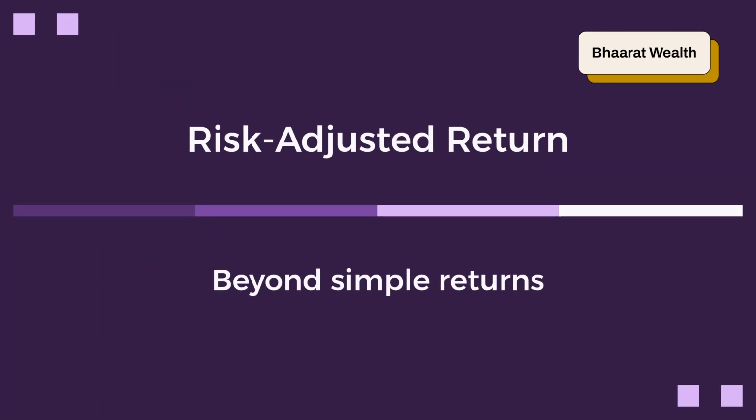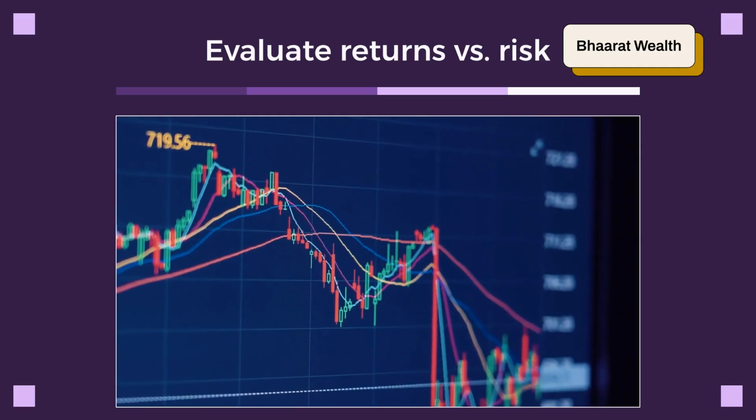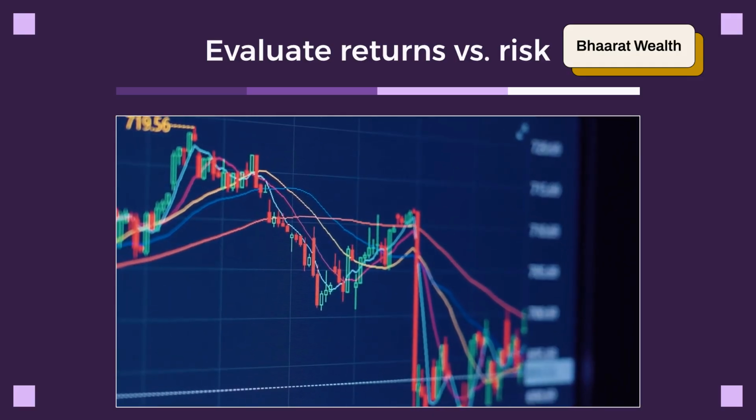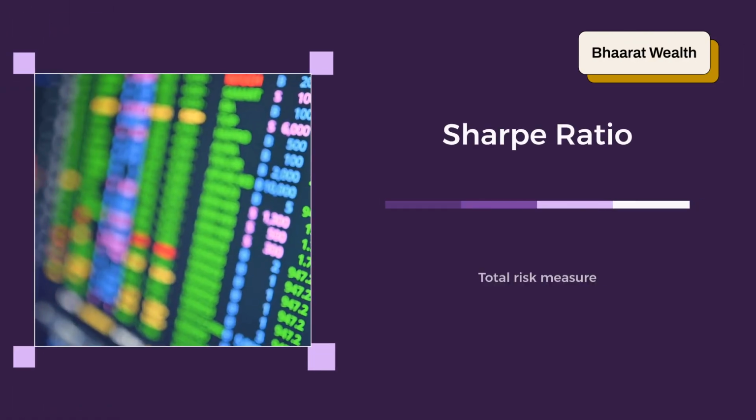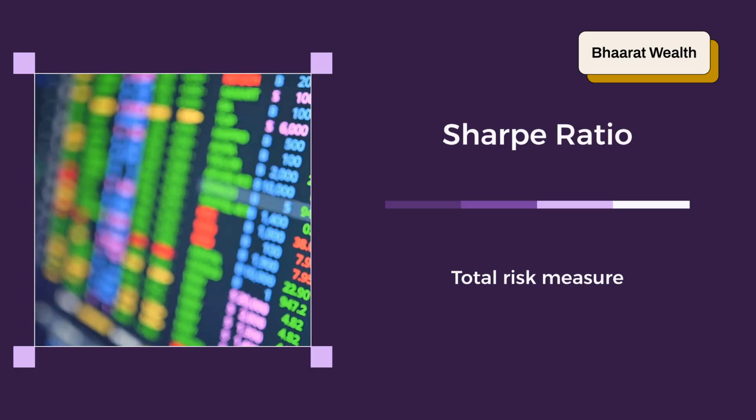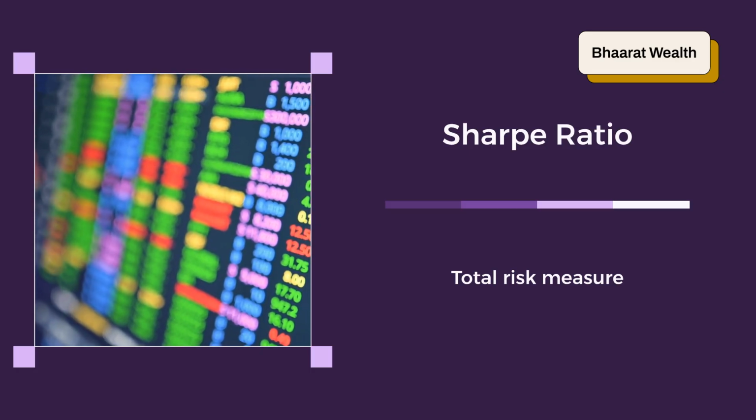Evaluating investments isn't just about the returns, it's about the risk taken to generate those returns. That's where risk-adjusted return measures come in. Since higher volatility implies higher risk, risk-adjusted return measures help you compare different schemes on a like-for-like basis. The Sharpe ratio measures the excess return generated per unit of total risk using the standard deviation. A higher ratio indicates better risk-adjusted performance.